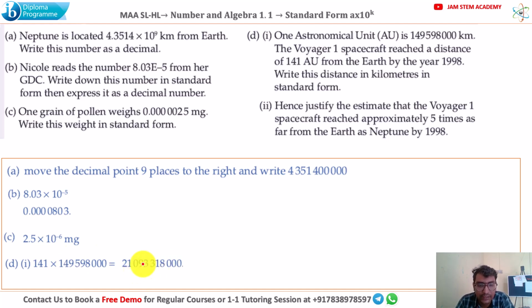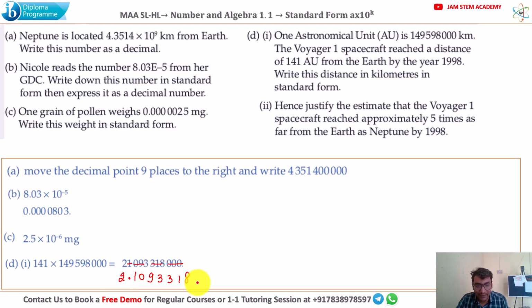Now we have to convert it into standard form. So it means we need to write it as 2.1093318. So I have to shift the decimal to the left direction. By how many digits? First count them. 3, 6, 9 and 10. So I have to shift the decimal by 10 digits in the left direction.